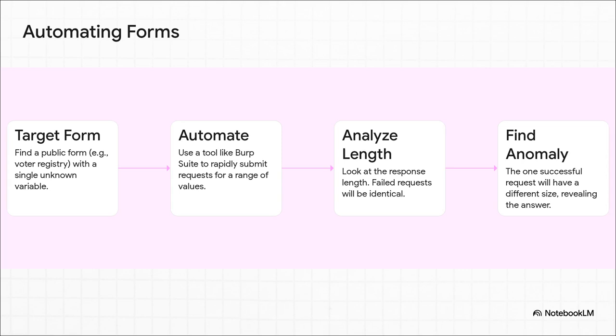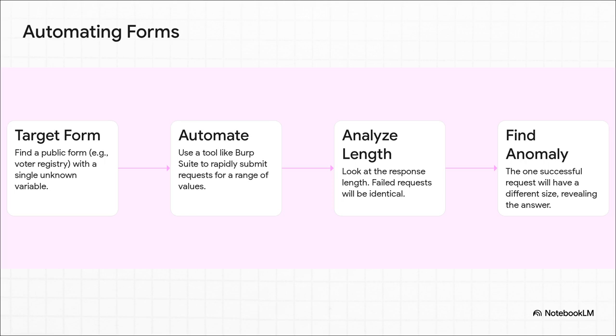Okay, let's get a little more technical. Let's say you're looking for an address on a public registry, but you need a date of birth to look it up. You have the name, but not the year. Instead of sitting there guessing every single year manually, an investigator can automate it. They can use a tool to send hundreds of requests, one for every possible year.